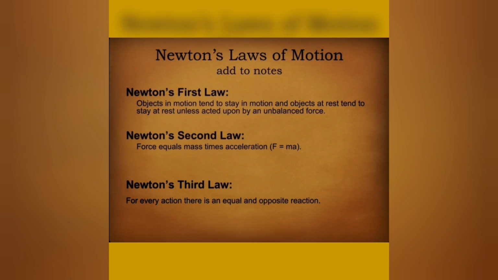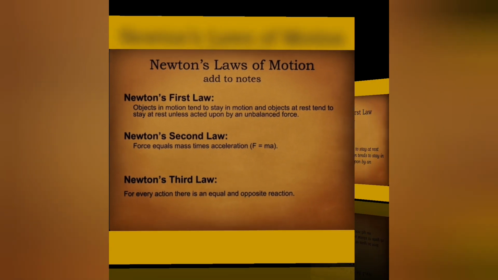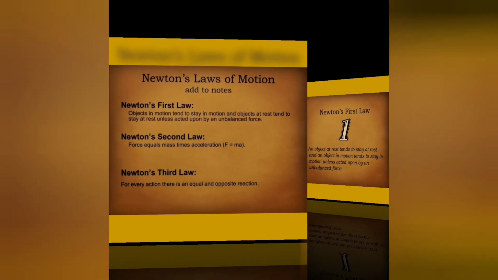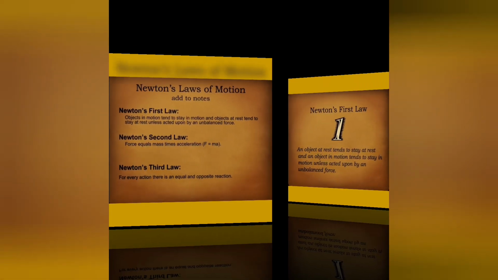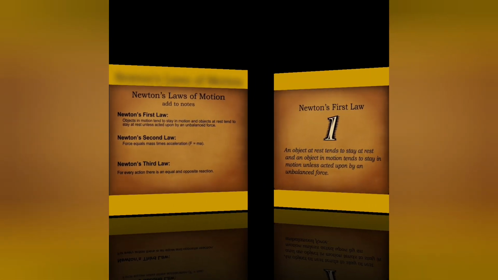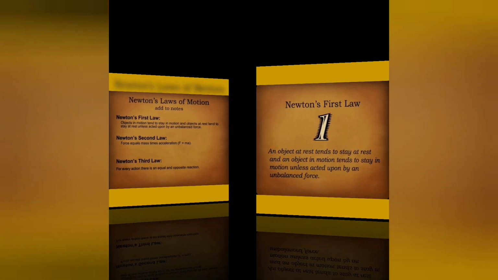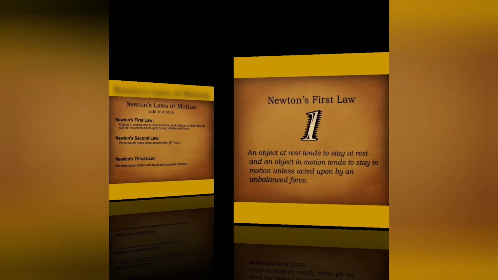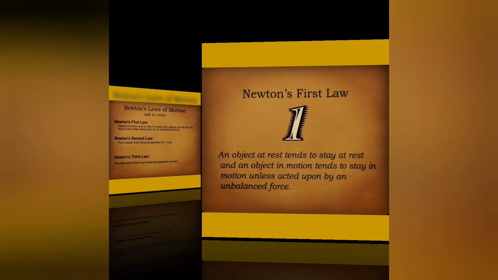Now, Newton's first law: an object at rest tends to stay at rest and an object in motion tends to stay in motion unless acted upon by an unbalanced force. What is an unbalanced force? Let us take an example of a book on a table.